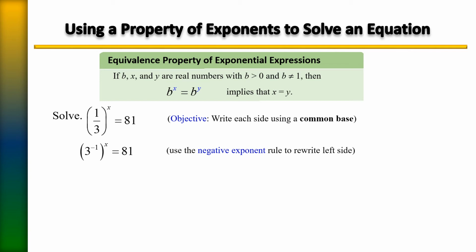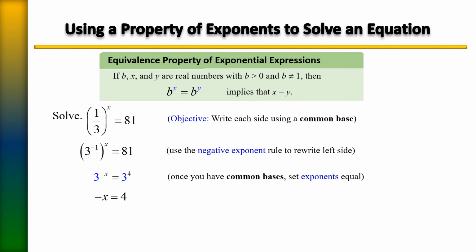In addition to that, I can go ahead and rewrite 81 because again, 3 multiplied 4 times is going to give me 81. So now we have the common bases, and once the bases are the same, by the equivalence property of exponents, we can take their exponents and set them equal to each other. Since I have a base of 3 on both sides, I can set their exponents equal to each other. So what I'll have is -x equals 4.